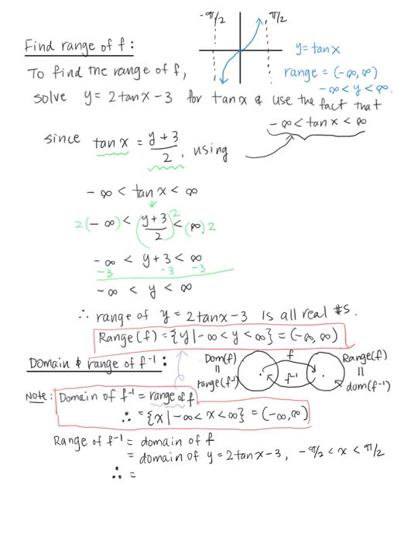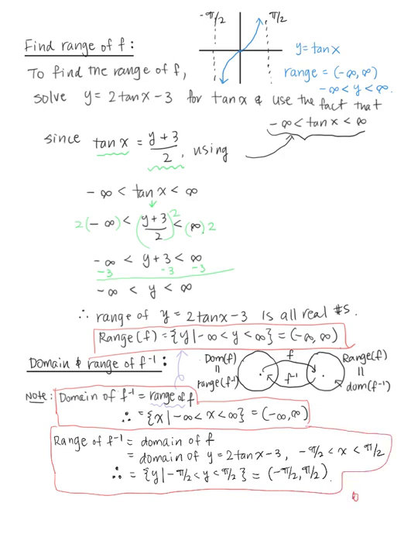Range is the set of all y values. So you can write this as the set of all y values such that y is between negative pi over 2 and pi over 2. Or you can simply write it in interval notation, which is negative pi over 2 to pi over 2. So that's our answer. Let me just box this. And we're done.